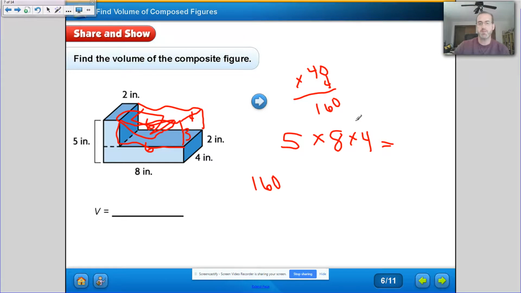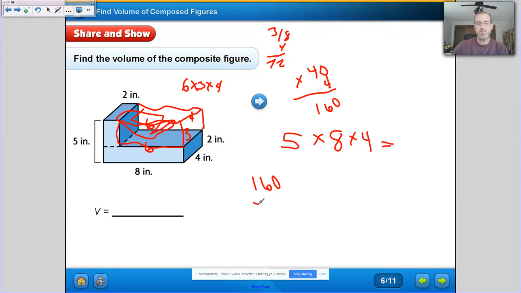So let's look at what we have. We have 6 by 3 by 4. Okay, order of operations, 6 times 3, 18. 18 times 4, 72. So we know this piece is 72. That's the volume of this piece.